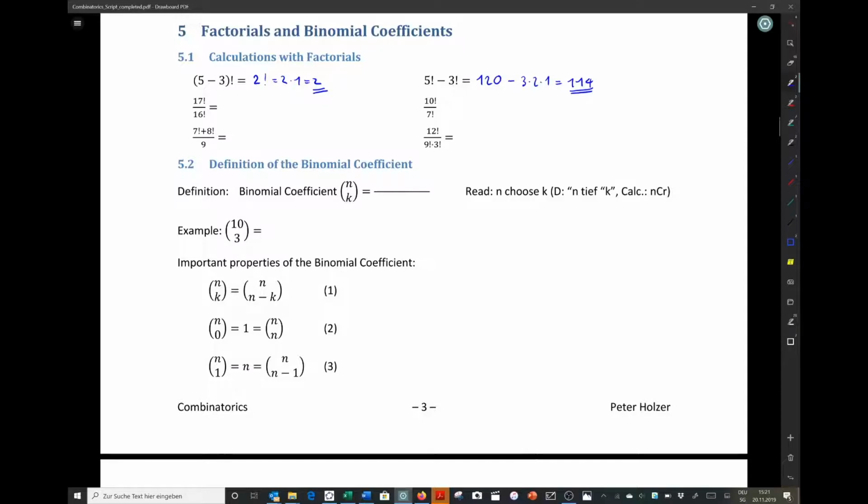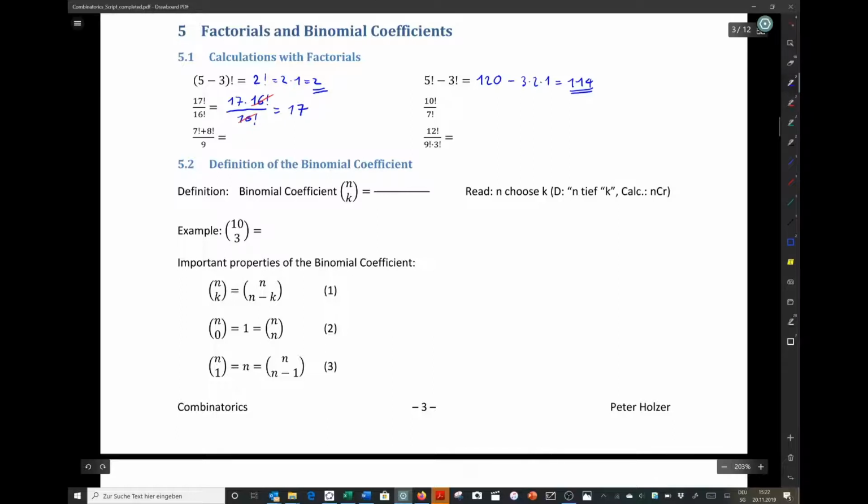17 factorial divided by 16 factorial. By the way, in German, factorial is Fakultät. So 17 factorial, we can rewrite using this recurrence definition of the factorial as 17 times 16 factorial divided by 16 factorial, and this is now obviously just 17 because the two 16 factorials cancel out.